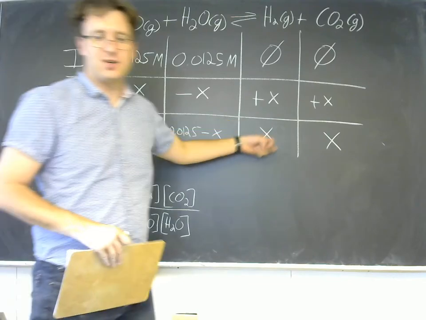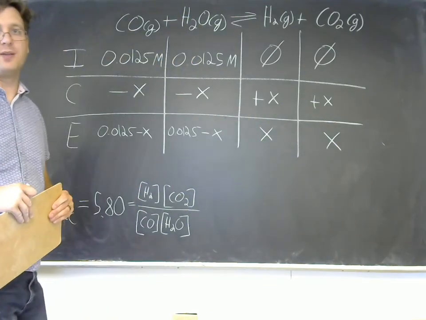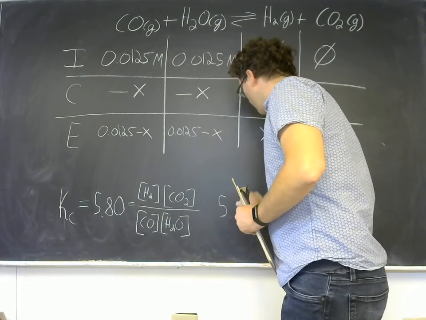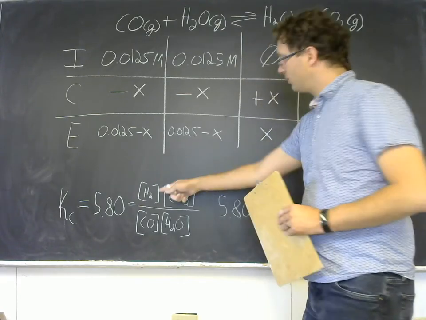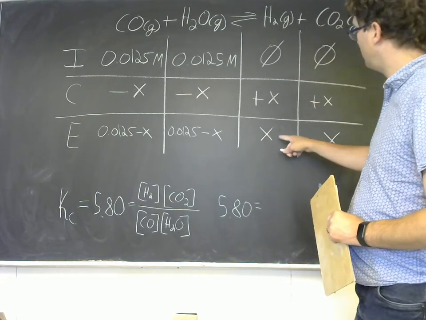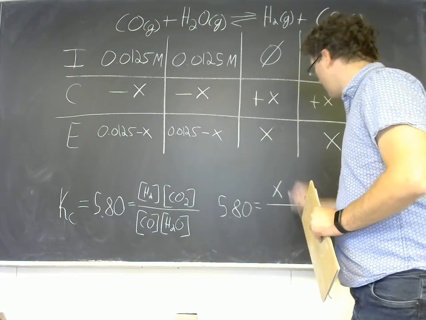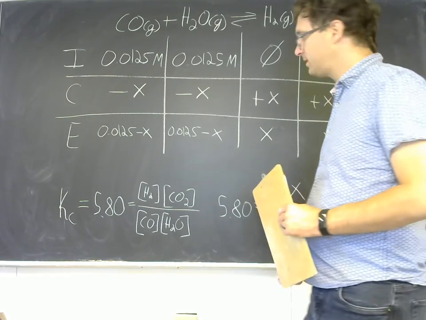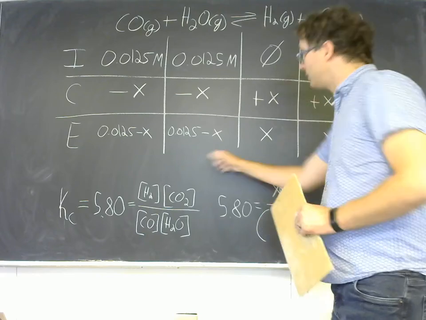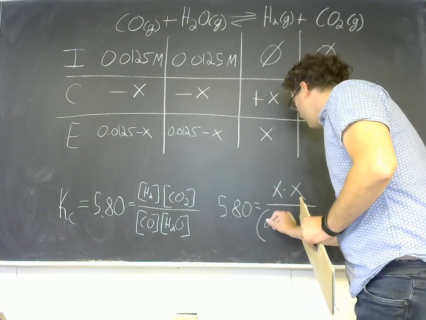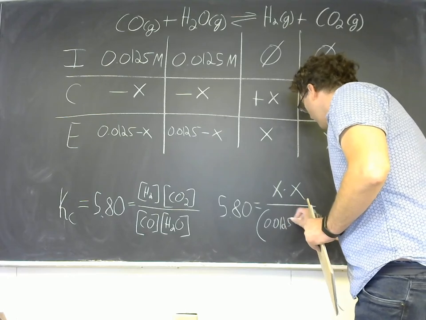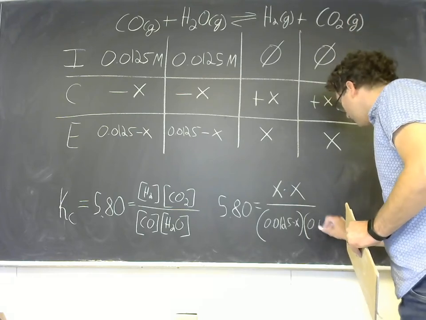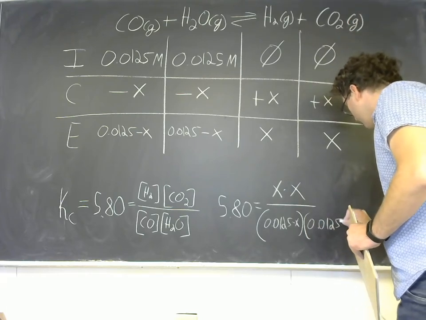Now we don't have any easy way to solve for x here because we didn't give you a measured concentration for any of these final amounts. But we do have the equilibrium expression. We know that 5.80 is equal to the concentration of H2 times the concentration of CO2, that's x times x, divided by the concentration of carbon monoxide, 0.0125 minus x, and the concentration of water, 0.0125 minus x.